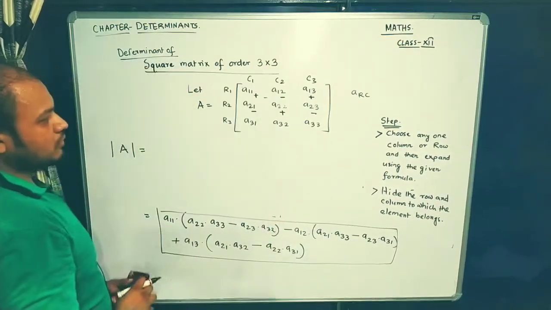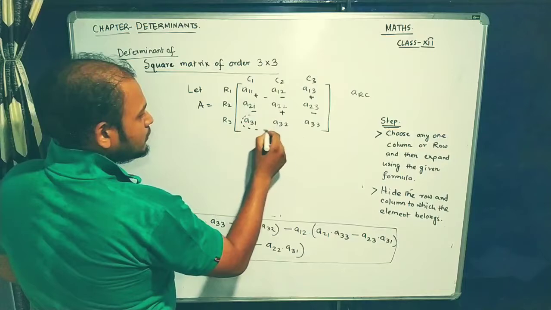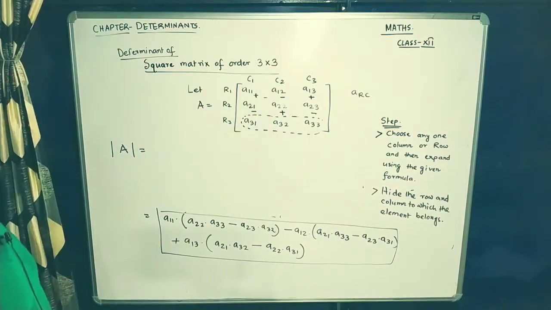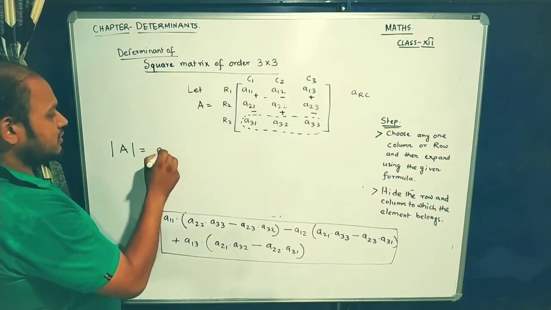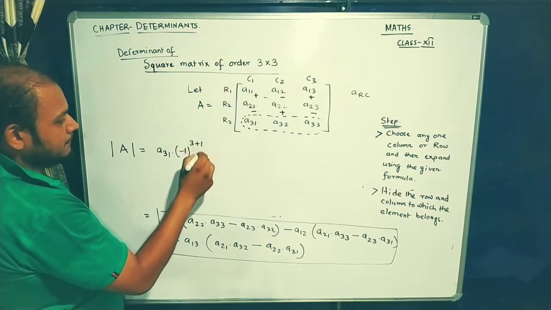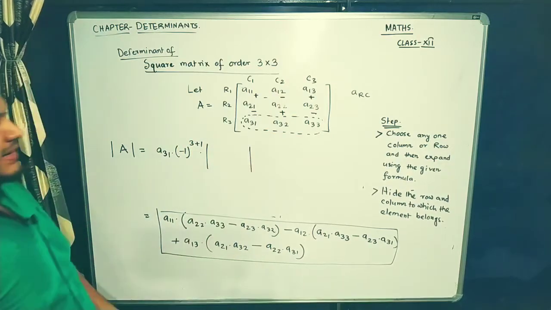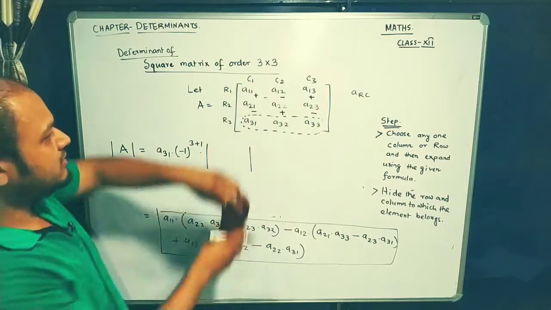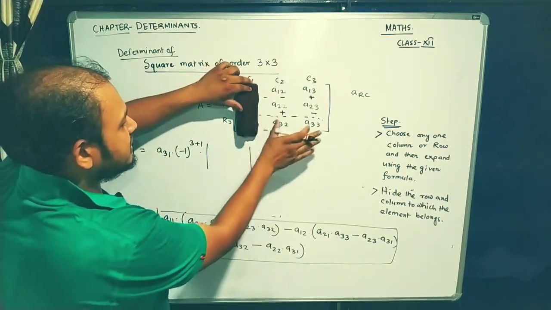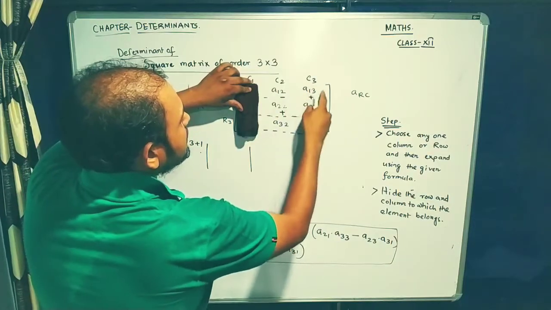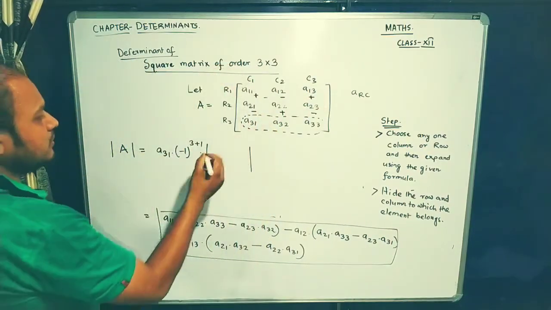If you select the third row, this time the third row, what will you get this time? What is the first element? A31, then minus 1 to the power 3 plus 1, then determinant. Hide the row and column. A31 belongs to the third row, first column. So hide the first column and hide the third row. Which numbers do you see now? Do you see these 4 numbers? So place them here.